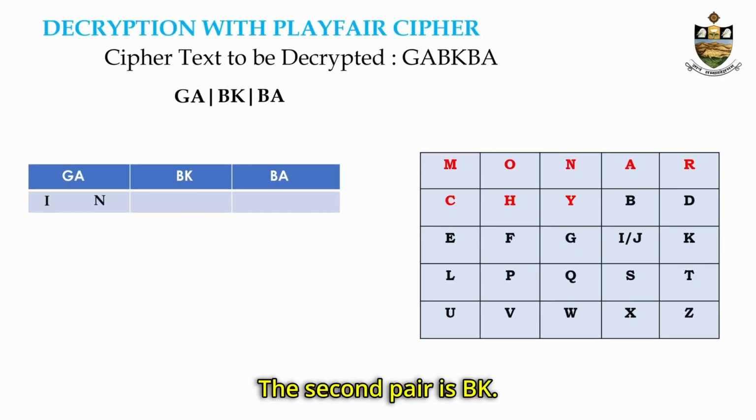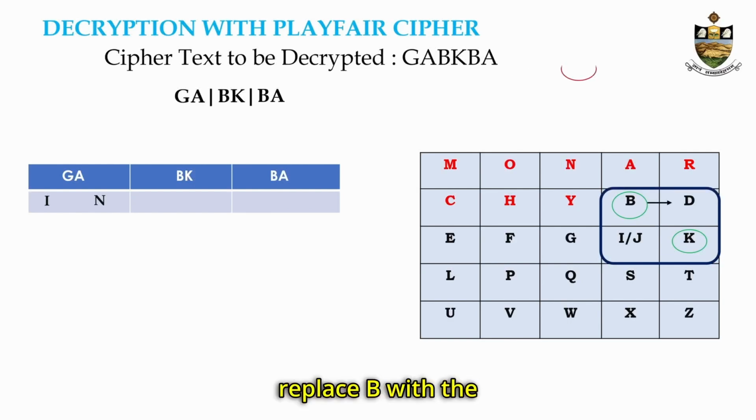The second pair is BK. B is in second row, fourth column. K is in third row, fifth column. The third rule will be applied over here. So form a rectangle, replace B with the opposite corner letter, that is D, and replace K with its opposite corner letter I. The plaintext for BK is DI.